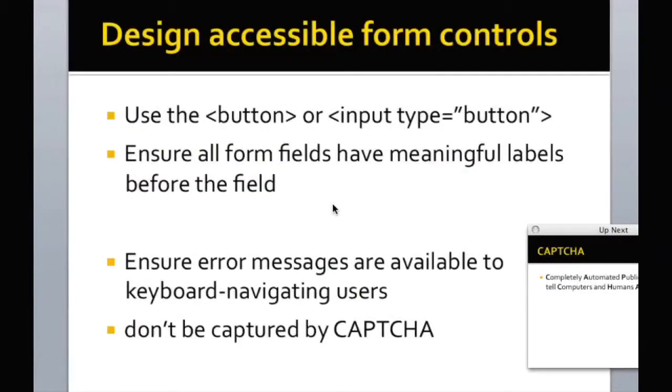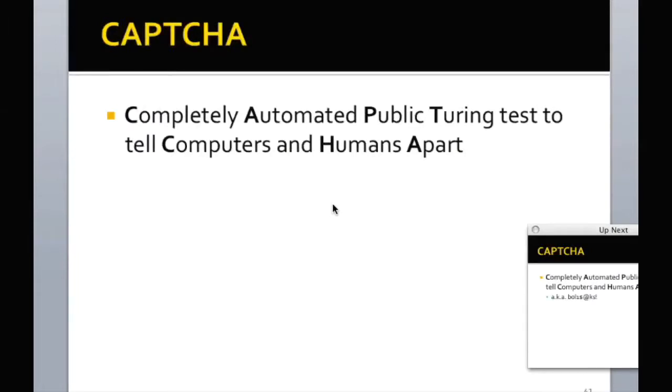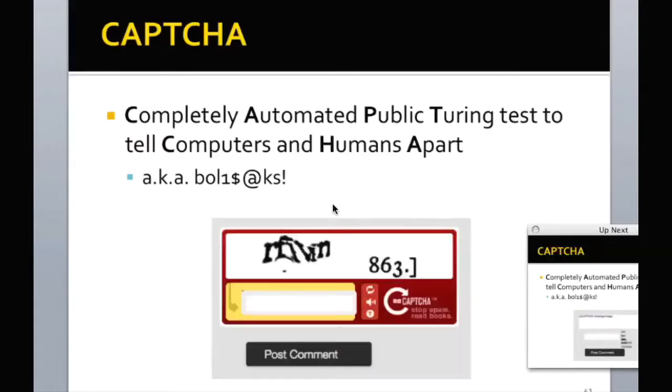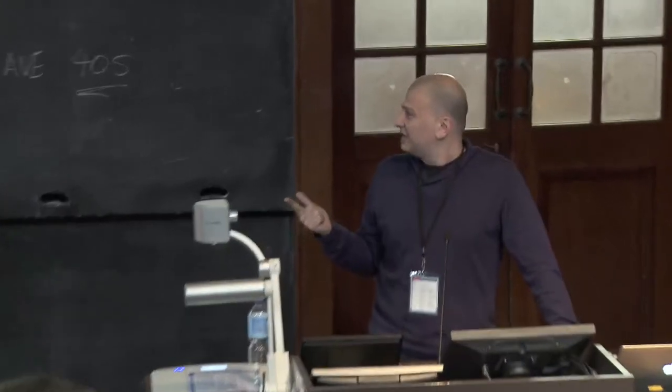Try and avoid CAPTCHA. There's lots of other ways. Does everyone know what CAPTCHA stands for? It's a way to tell computers and humans apart so that you don't get spammed by machines. I'm not a big fan. If you've tried to fill this in, it's really annoying. What's the dot? Do I use the punctuation or not? Do I include the space or not?